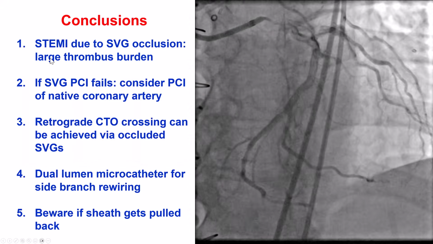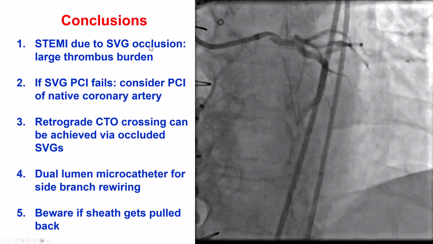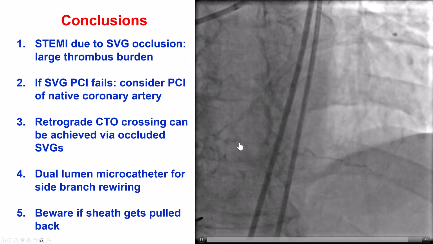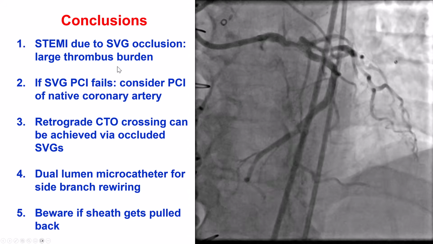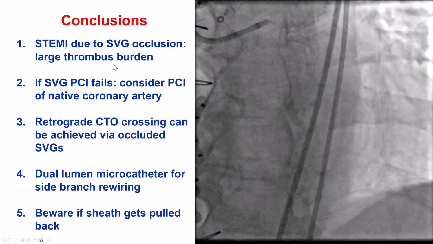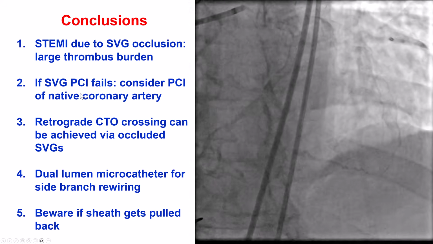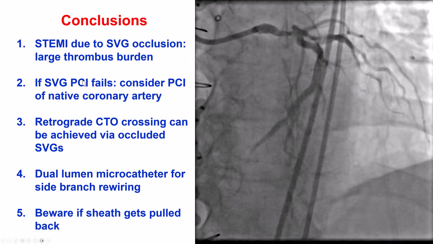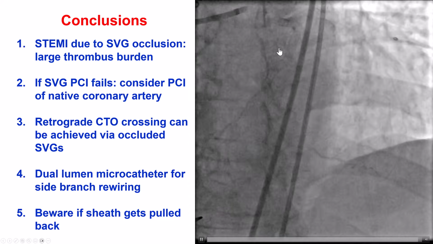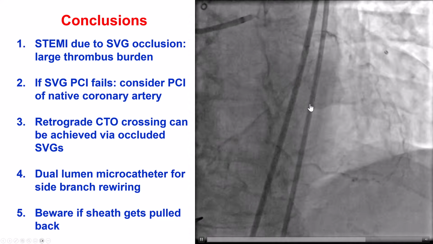Multiple lessons from this case. The first one is that STEMI due to vein graft occlusion can be challenging because there is a very large thrombus burden. In our case, we did multiple passes in the vein graft with a Penumbra device that aspirated a lot of thrombus, but unfortunately we could not restore good flow in the vein graft. So in cases like this, one can consider treating the native coronary artery. Of course, that presupposes good experience with complex PCI and CTO PCI.